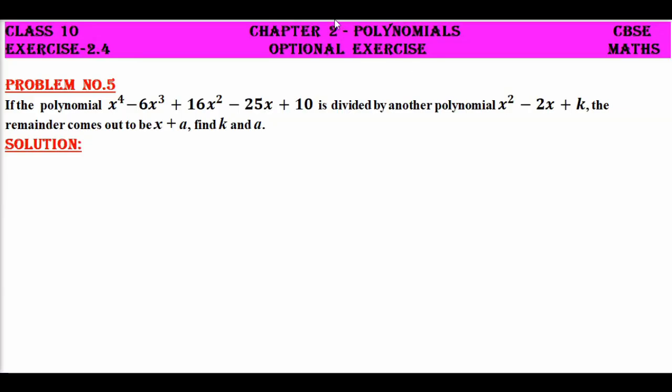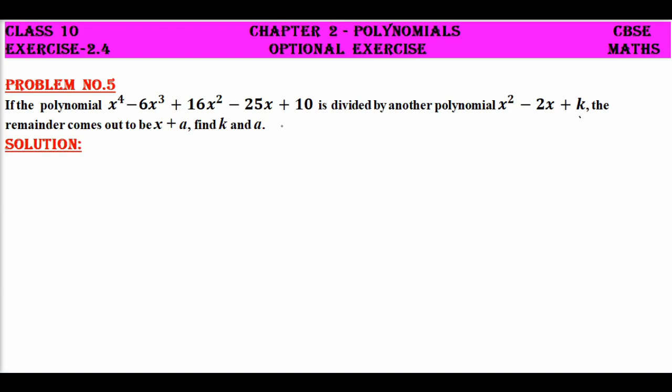Class 10 CBSE Maths Chapter 2 Polynomials Exercise 2.4 Problem number 5. If the polynomial x^4 - 6x^3 + 16x^2 - 25x + 10 is divided by another polynomial x^2 - 2x + k, the remainder comes out to be x + a. Find k and a.